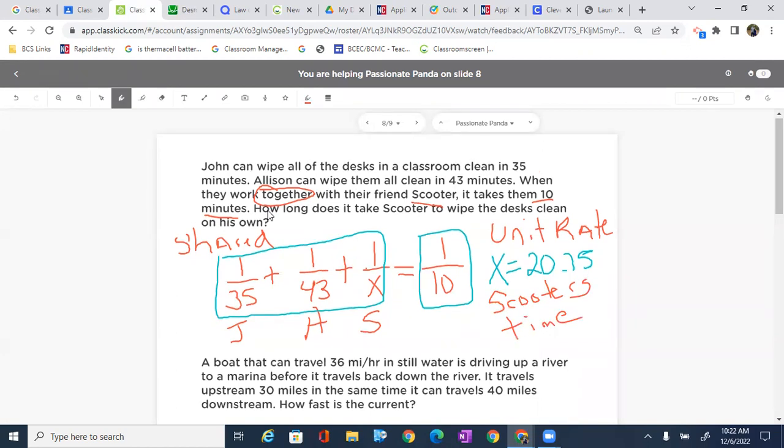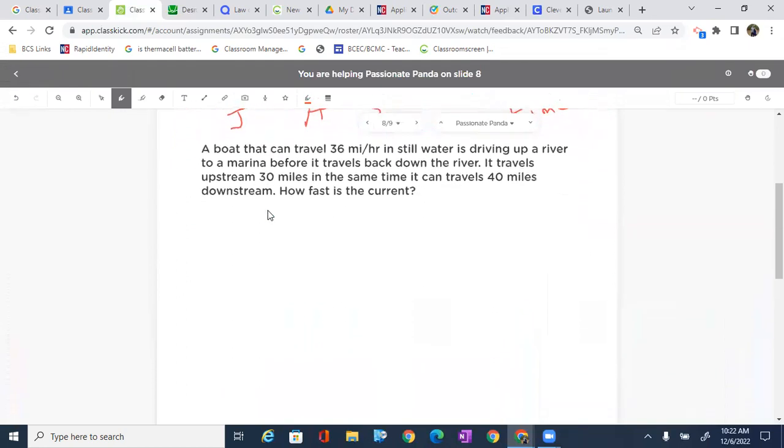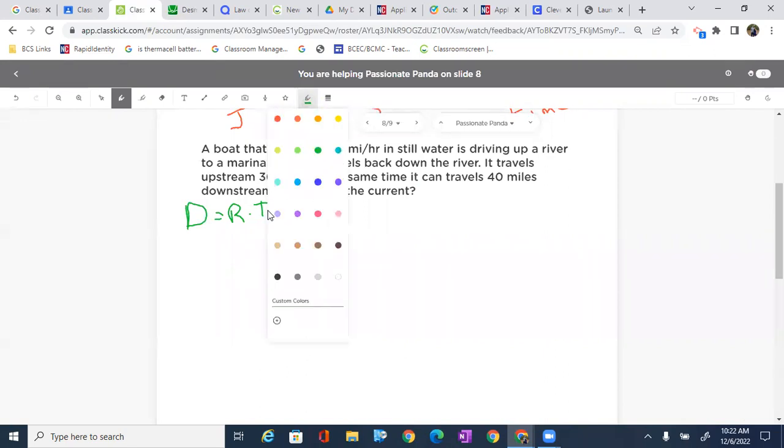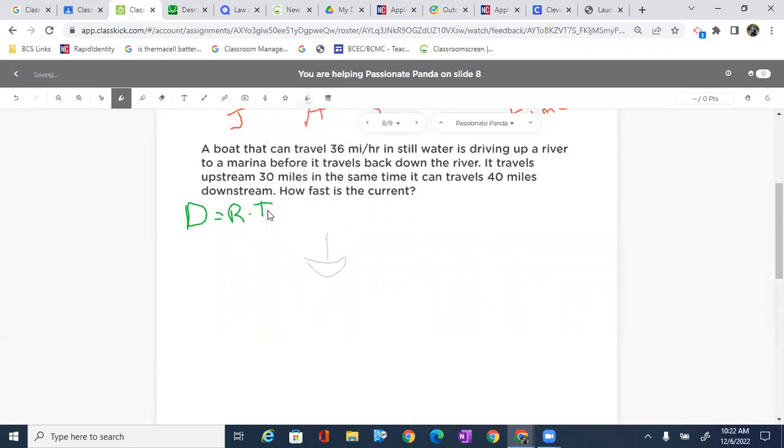Okay, and then let's come down to a distance equals rate times time problem. So I'm going to write that down, distance equals rate times time, and I'm going to make sure that I've got a diagram for this one. A boat that can travel 36 miles per hour in still water is driving up a river to the marina. So we have a boat. Let's go ahead and draw this boat. Nice boat. Here it is. This boat is going to be going upstream, and then it is going to be turning around downstream.